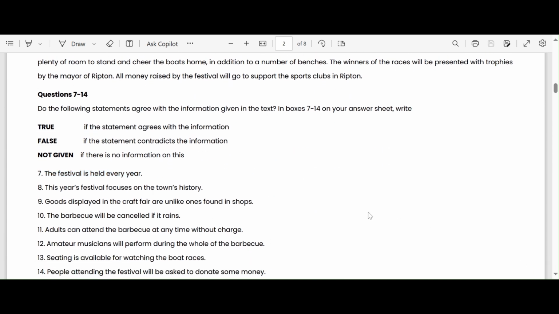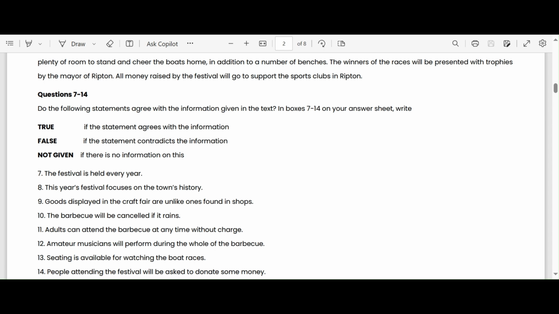And what is false? False is not like what we used to read in school, where false meant not given. In IELTS, false is a contradiction, like if the statement contradicts the information. Contradiction means opposite, the negative of it. Like this question is given: the festival is held every year, right? What will be its negative? The festival is not held every year. What does it mean that it's not held every year? Like it happens after 2 years, 3 years, right? So that means it's false.